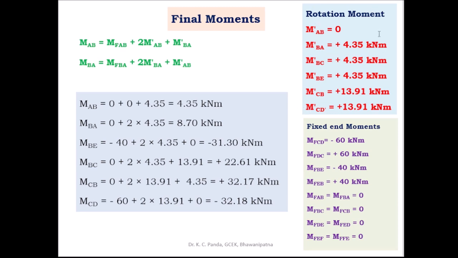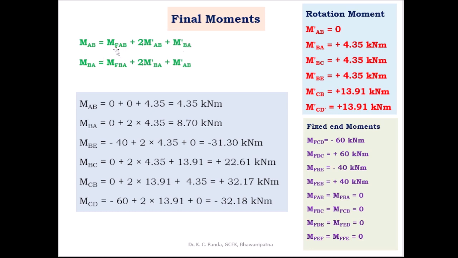These are the rotation moments, and these are the piston moments. Already you know at the beginning, MFCD is minus 60 kilonewton meter, MFDC plus 60 kilonewton meter, MFBE minus 40, MFEB plus 40, and for the vertical members the piston moments are 0. So by using the rotation moment and the piston moment, find the final moments. By this formula, MAB is equal to the piston moment AB plus twice the near end rotation moment plus once the far end rotation moment.